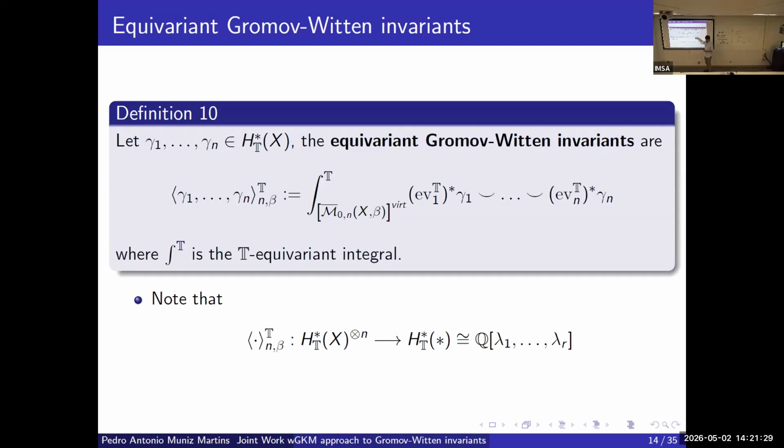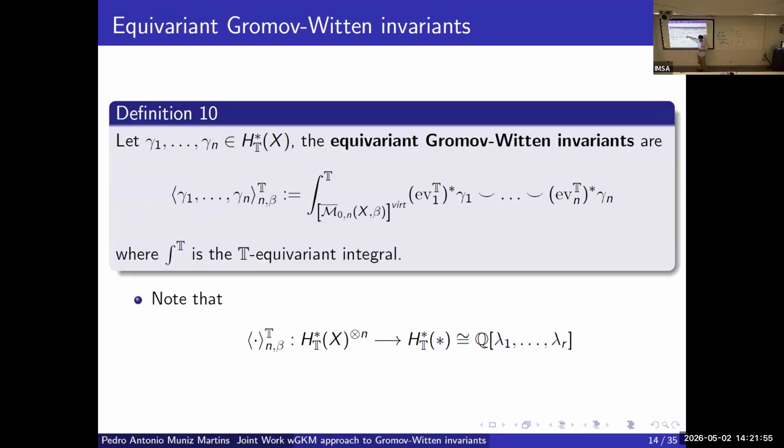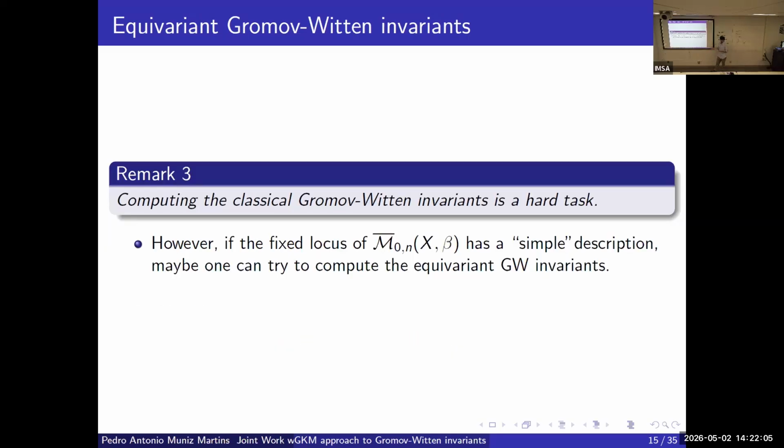This doesn't give a rational number. It gives a polynomial in these coordinates that are the characters of the action of the torus. And it's possible to recover the usual Gromov-Witten invariant by letting these parameters go to zero, setting this polynomial to zero. If we have a space where the fixed locus by the action of the torus is simple, it should be easier to compute this invariant. Maybe it's possible to compute it. And this is what happens in GKM.